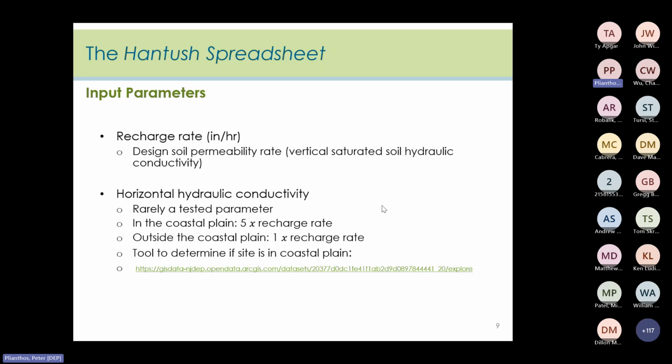If you recall, Lisa provided us in Module 2 with the link to the Bureau of GIS website where you can determine if your site is in the coastal plain. That link is also found on this slide.